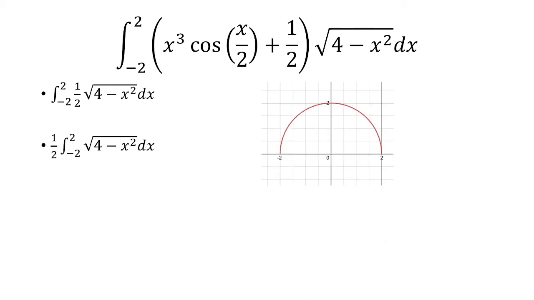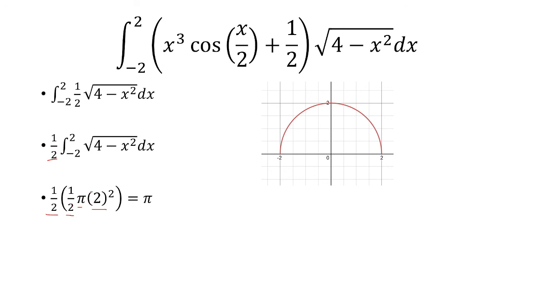If we look at the graph of square root of 4 minus x squared, we see that it is a semicircle with radius 2. So what we can say is the area of a circle is pi r squared, but this is a semicircle, so you're going to take half of the area of the circle. So this 1/2 comes over here. Now we have 1/2 pi r squared.